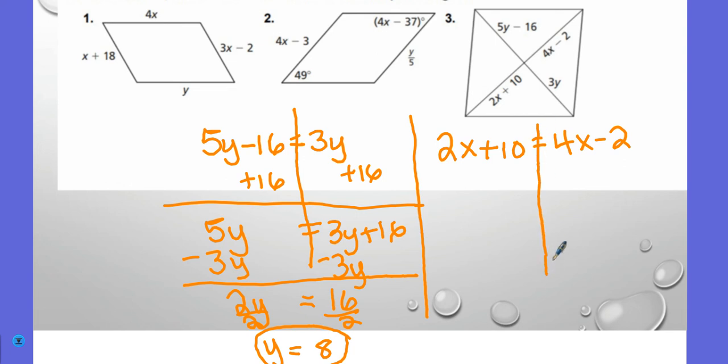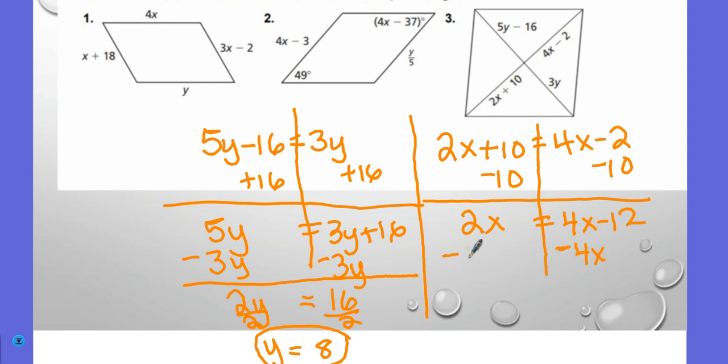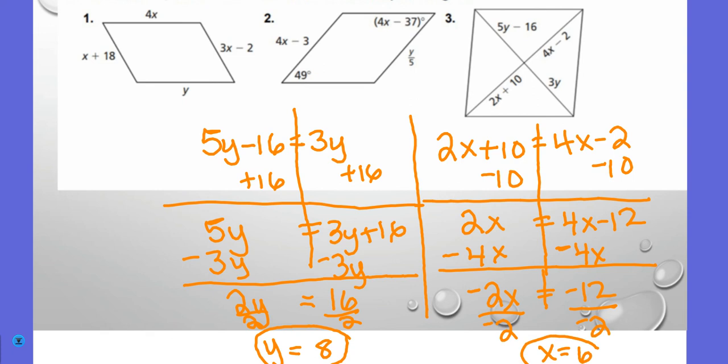Down the middle, subtract 10. Subtract 10. Equals 4x minus 12, minus 4x, minus 4x. Negative 2x equals negative 12, divide by negative 2, x equals 6. All right, and we are finished.